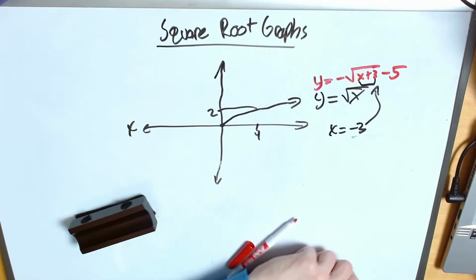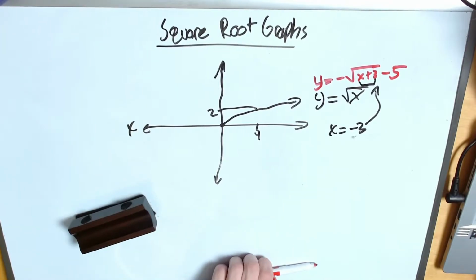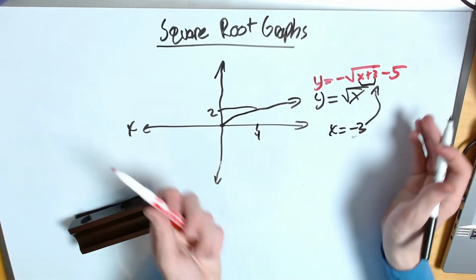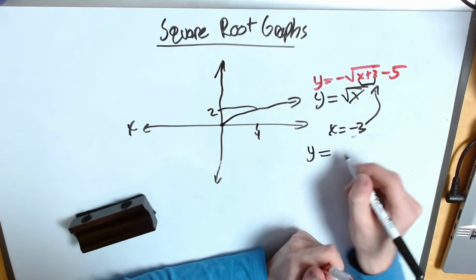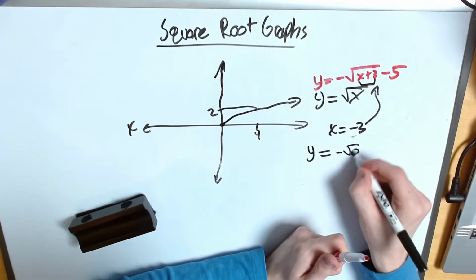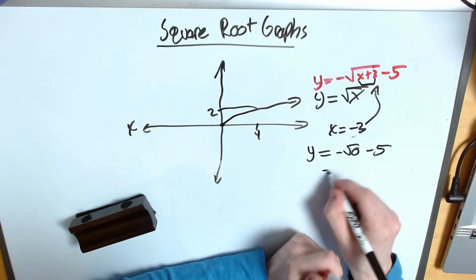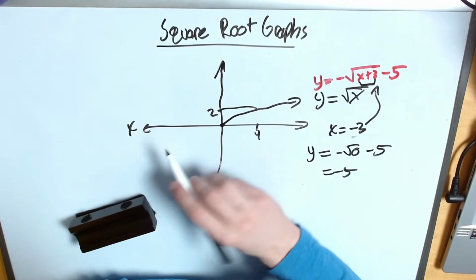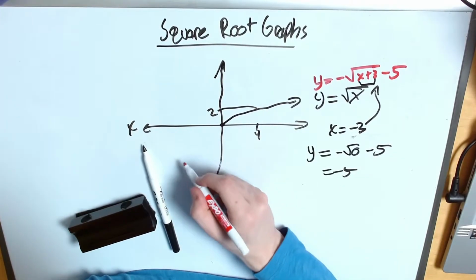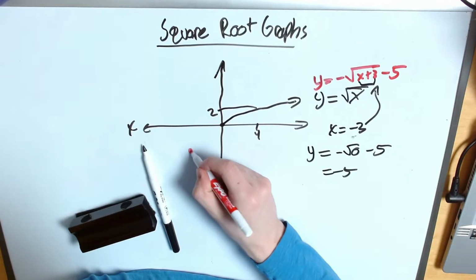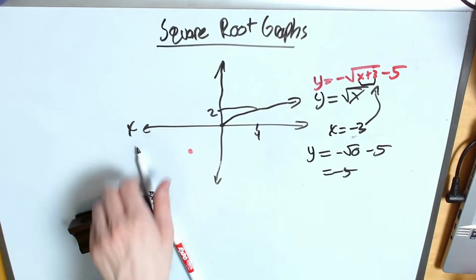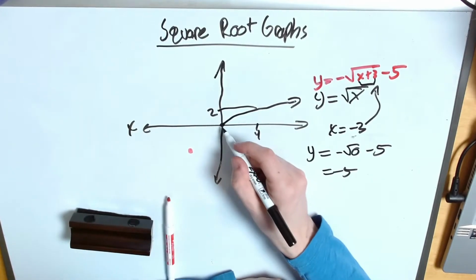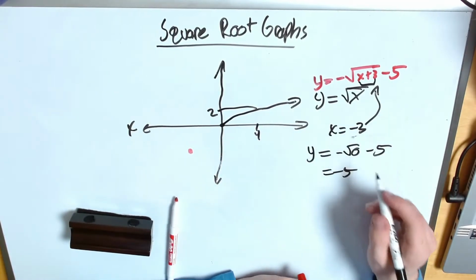So at -3, we're going to have this function. So what is it going to be for this function? Well, we're going to have y equals negative square root of 0, minus 5, or just -5. So at -3, we're going to have -5. Okay, looks good so far. We're taking this point and we're moving it down 5, it seems, right?